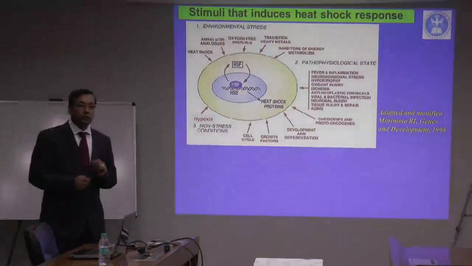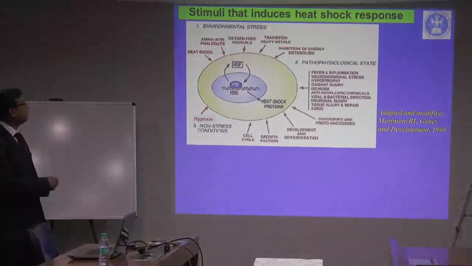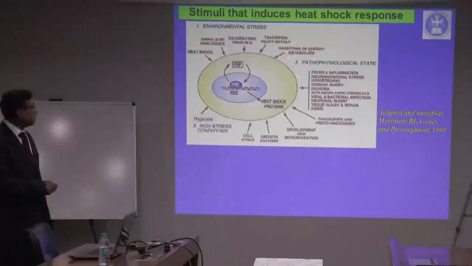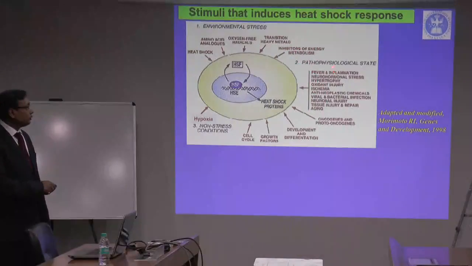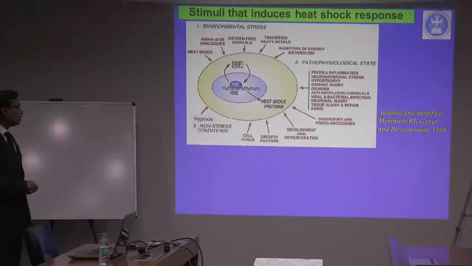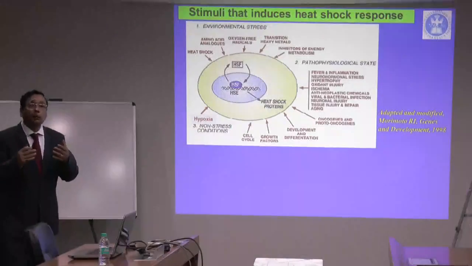So now, come to the heat shock protein. If you can see here, there are different inducers like heat shock, amino acid analogs, oxygen-free radicals, transition of heavy elements, metabolic impairment, and pathophysiological states like fever, neurohormonal stress, hypertrophy, oxidation. There are so many things: oncogenic signal, proto-oncogenic signal, development, differentiation, growth, cell hypoxia. So there are non-stress conditions as well, pathophysiological and environmental conditions. There are many inducers which trigger cells to combat adverse conditions.